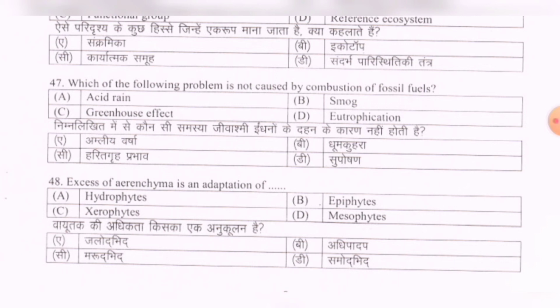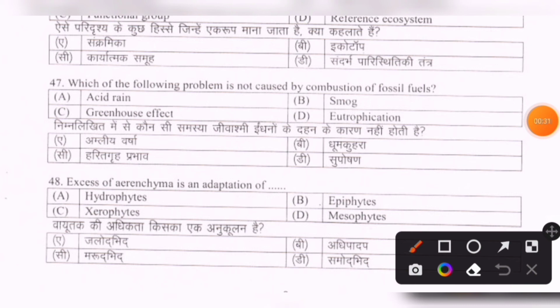Excess of parenchyma is an adaptation of. Options are hydrophytes, epiphytes, xerophytes, mesophytes. The correct option is hydrophytes. Next question.